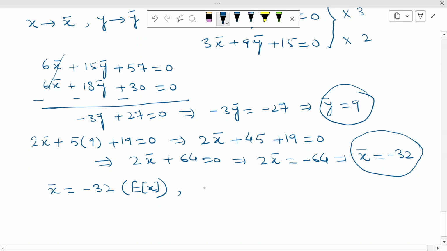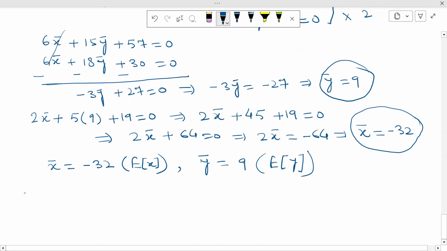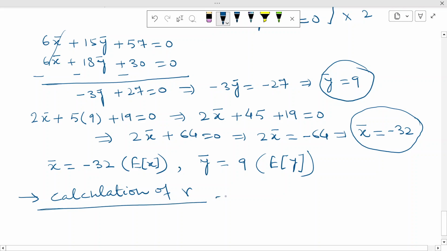And similarly we have y bar, which is 9, and you can also call it the expectation of y. Okay, so this is the expectation of y. Now coming to the last part, which is the calculation. Here we have to calculate R, the correlation coefficient.